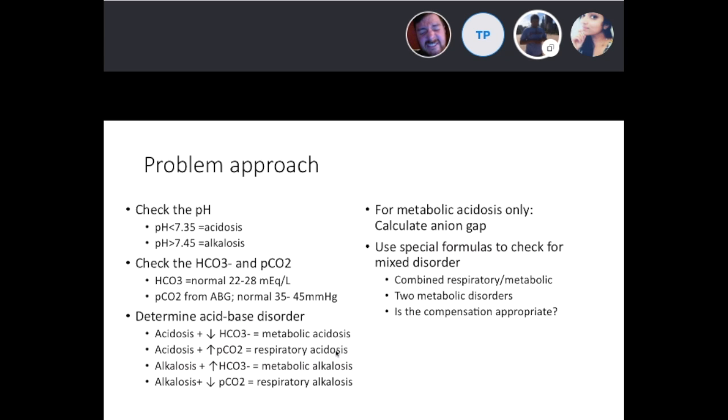And you're going to use special formulas to check for mixed disorders. So these are combined respiratory and metabolic disorders. I'm going to strictly follow First Aid and just do one, which is the respiratory-metabolic mixture. There are other formulas you can use to calculate metabolic disorders or subtypes of those, but I'm only strictly using one formula today. And you want to make sure and ask yourself, is the compensation right? Or is it the appropriate compensation?